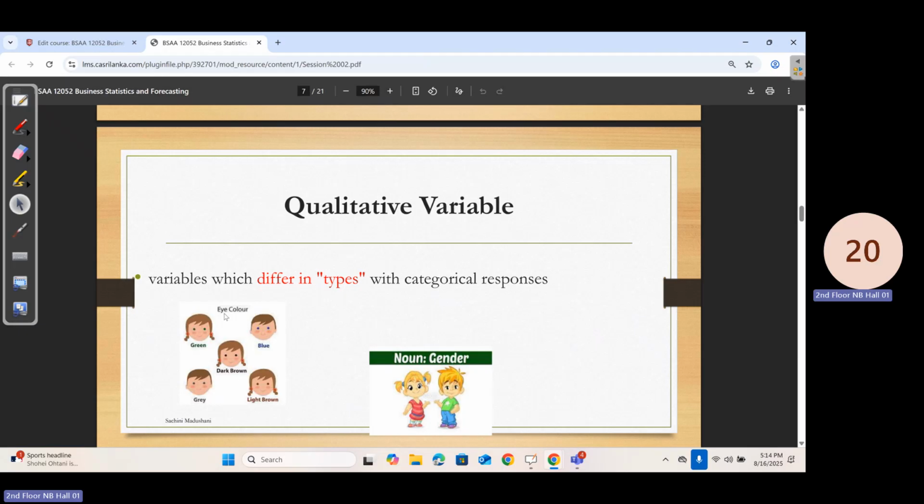Then we studied four levels of measurement. Memorize the characteristics of each measurement. It's very important when we are doing the statistical analysis. Then we studied data sources. What are the data sources? Mainly primary and secondary.